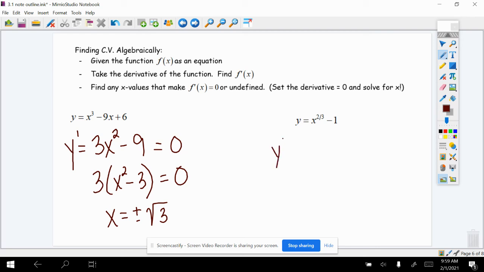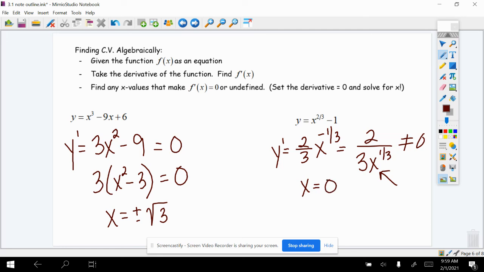Next one, power rule, power out front, power 1 less. So we get 2 over 3x to the 1/3. Now that will actually never equal 0, because I can't get the top to be 0, but it can be undefined. If x equals 0, we get an undefined derivative, or a vertical tangent line, and that is a critical value. So we do have a critical value for that one, and we have two critical values for the one before.